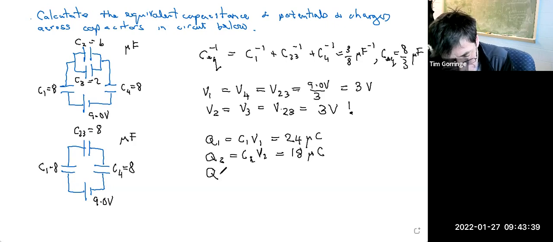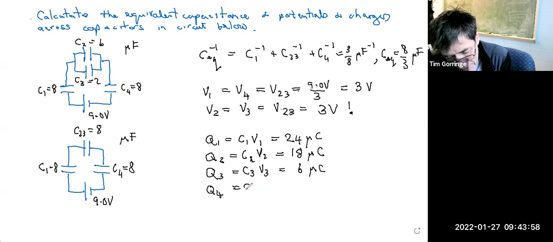So for capacitor number 3, its charge is C3V3, which is 2 microfarads times 3 volts, which comes out to be 2 times 3 is 6 microcoulombs. And finally, for the fourth capacitor, the one on the right, its charge, Q4, is C4V4, and C4 is 8 microfarads, V is 3 volts again, so this is also 24 microcoulombs of charge.